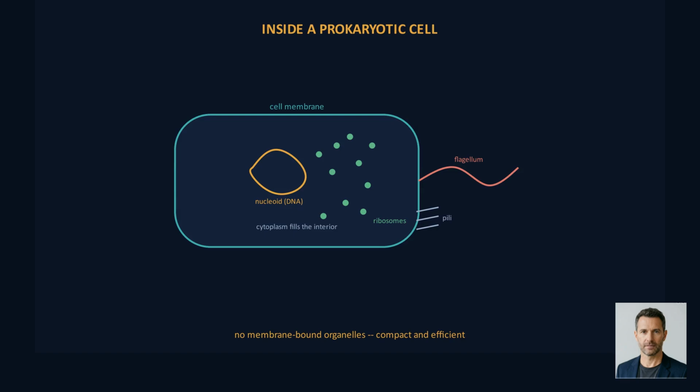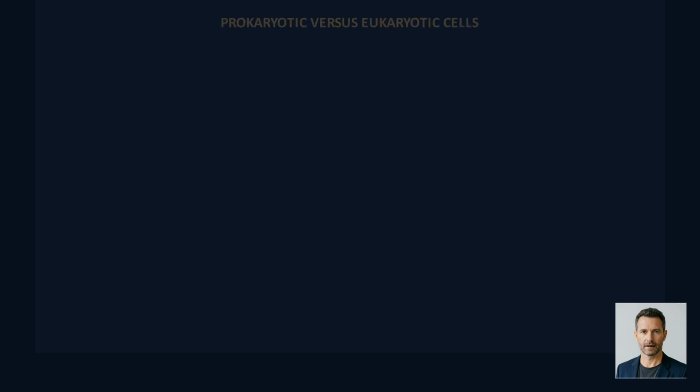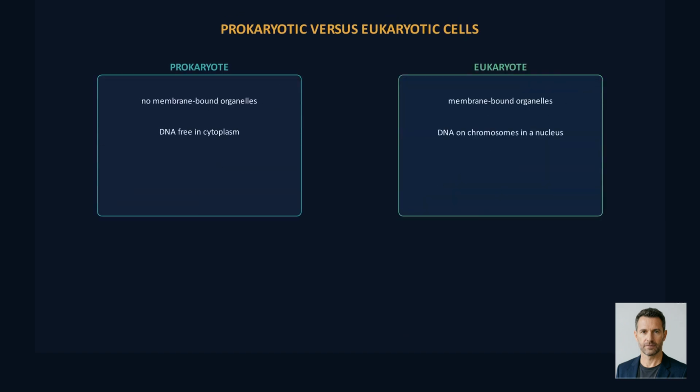Around the outside, many prokaryotes add extra hardware, a tough cell wall, a protective capsule, whip-like flagella for movement, and pili for attachment. It is a compact, efficient design that has thrived for billions of years. That compact design throws the contrast with eukaryotic cells into sharp relief.